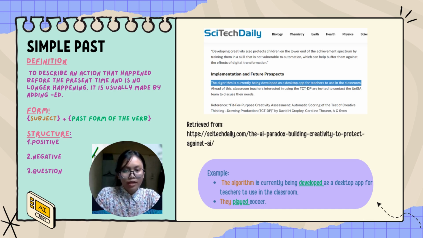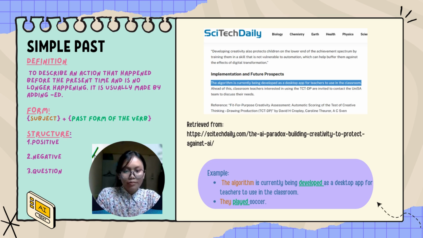Let's see the first example. The algorithm is currently being developed as a desktop app for teachers to use in the classroom. In this sentence, developed is in the simple past form, as it follows the form of subject plus past form of the verb, with ed at the end of the past form of the verb.